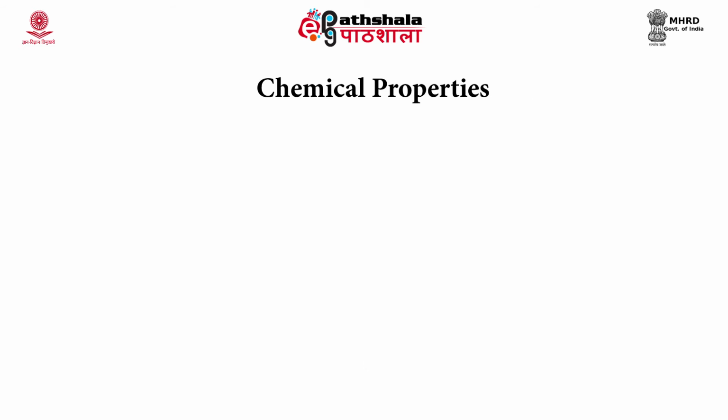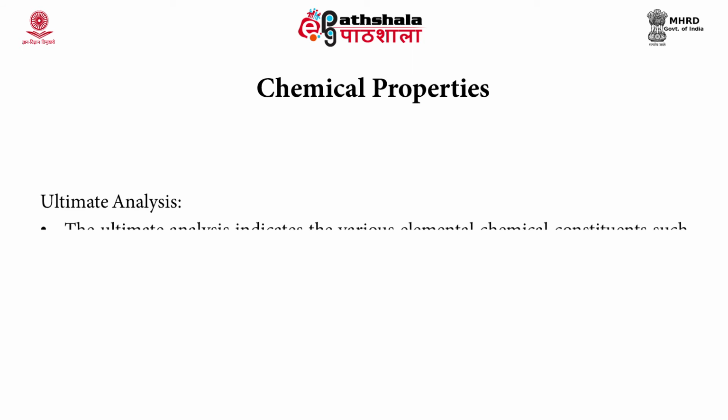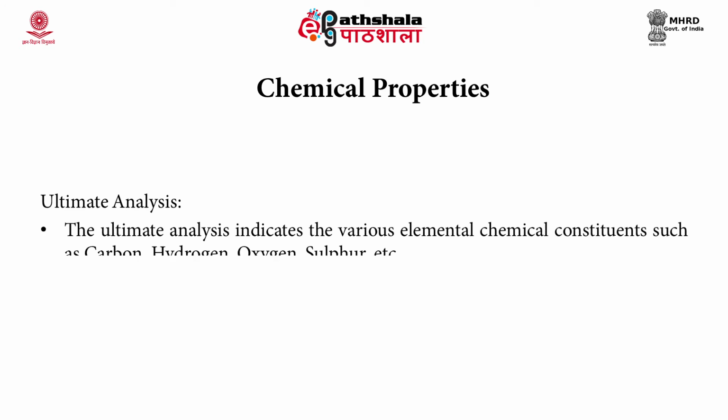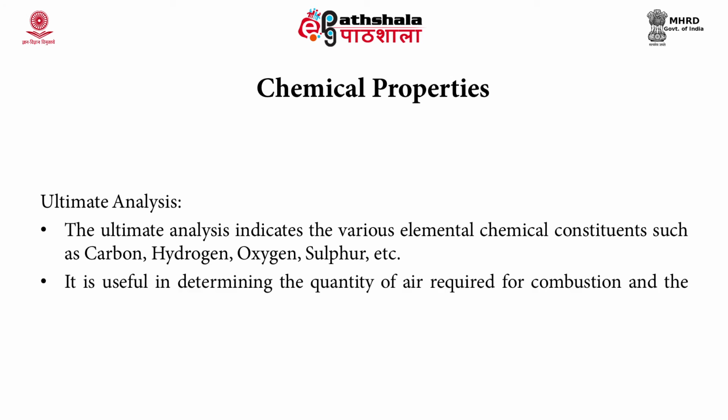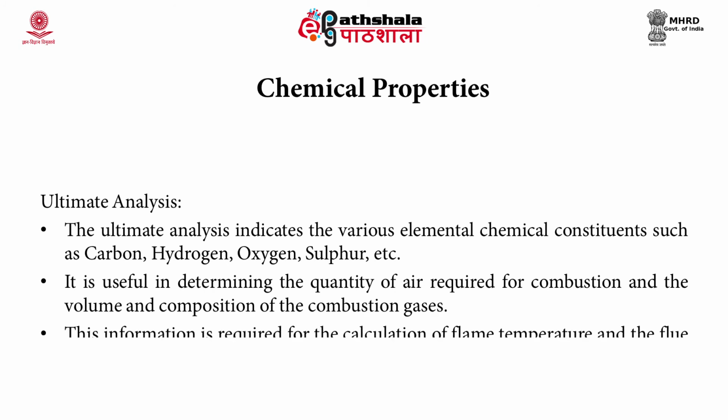The chemical properties of the coal are analyzed by the ultimate analysis. It indicates the various elemental chemical constituents such as carbon, hydrogen, oxygen and sulfur. It is useful in determining the quantity of air required for combustion and the volume and composition of the combustion gases. This is required for the calculation of flame temperature and the flue duct design.